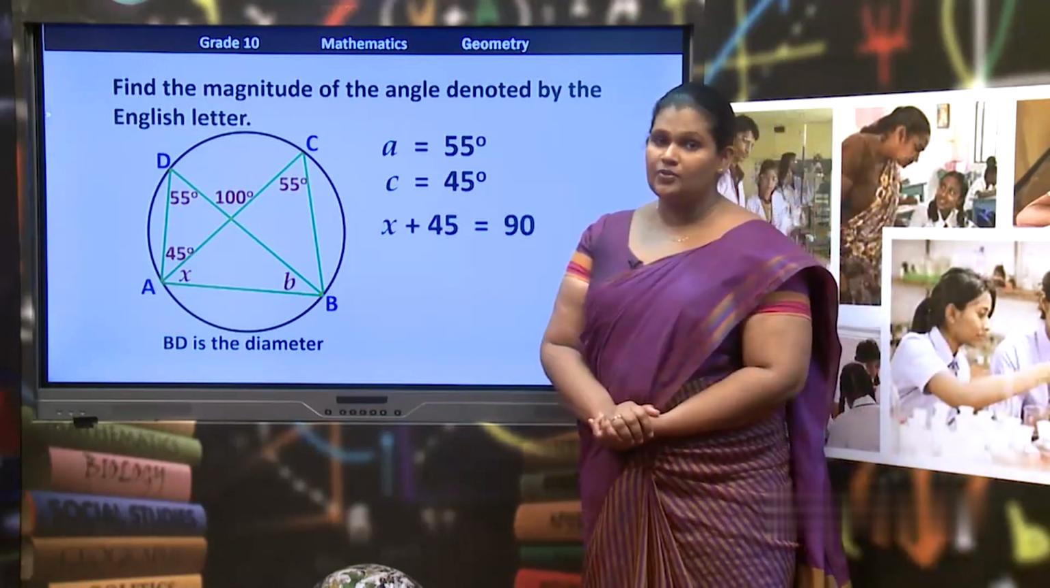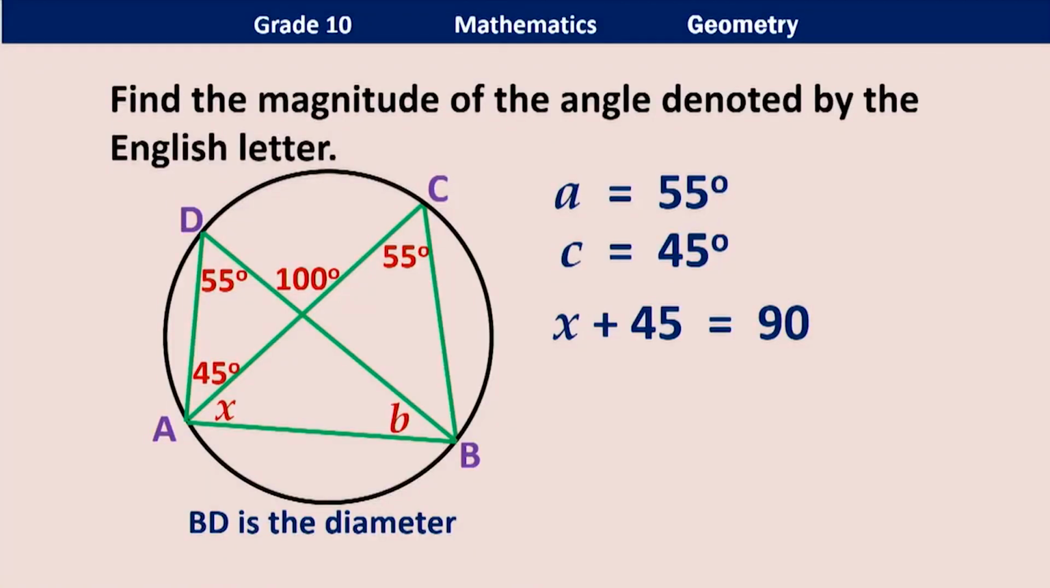This time, I am going to find the value of X. Now, what can you say? Here, when we consider the angle DAB, what can you say about the angle? In the question, they have mentioned that BD is a diameter. Therefore, angle DAB is an angle in a semicircle. So, previously we have learned that the magnitude of the angle in a semicircle is 90 degrees. Therefore, the magnitude of the angle DAB should be equal to 90 degrees.